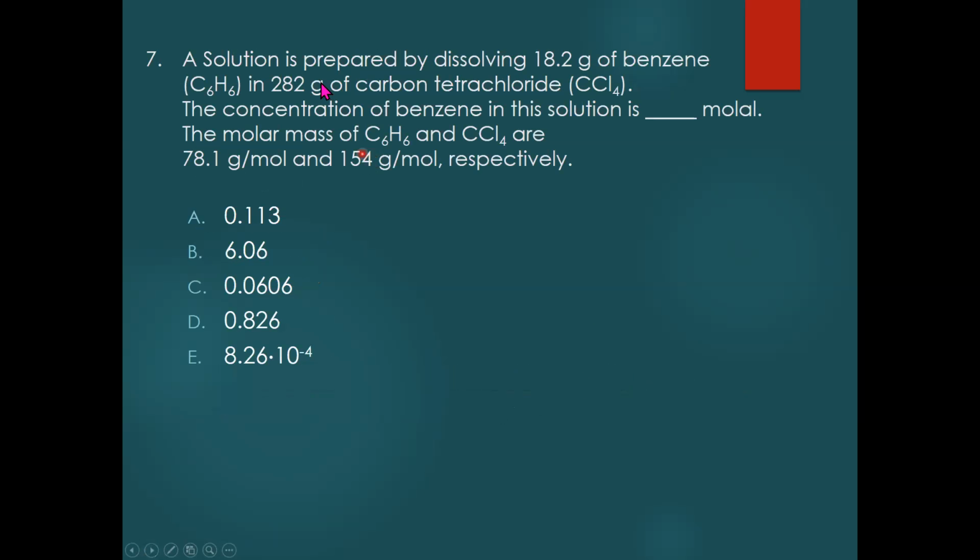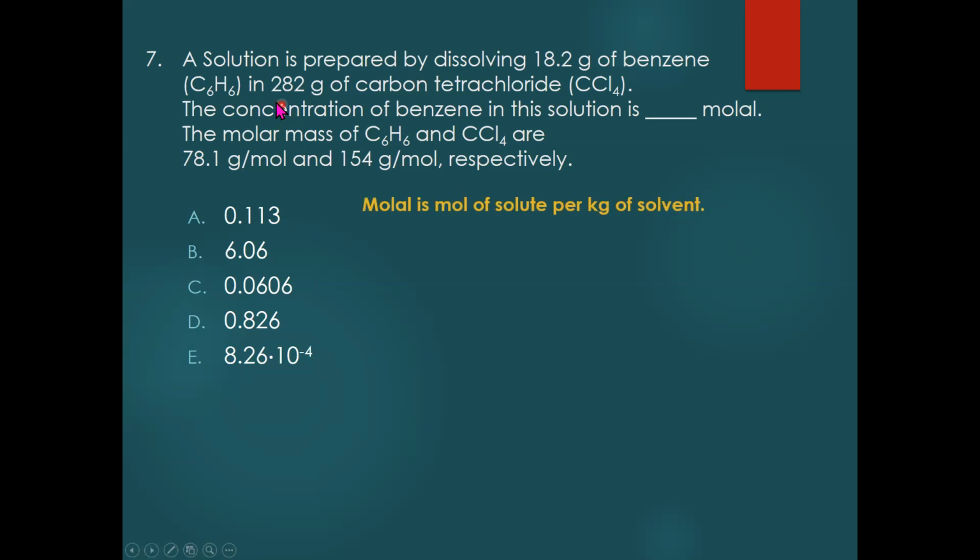Okay, number 7, last one. So we have a solution and we're going to dissolve 18.2 grams of benzene into 282 grams of carbon tet. So this is the smaller amount, and they're also telling you it's dissolving in the carbon tet. So the benzene is our solute, and the 282 grams of carbon tet, that's our solvent.